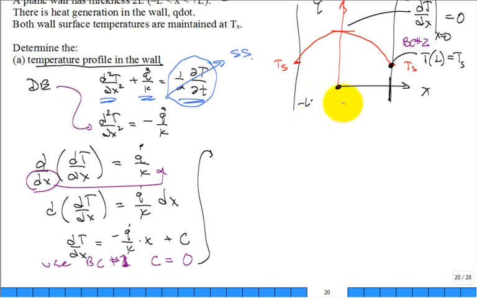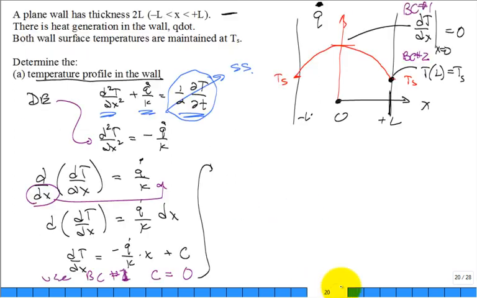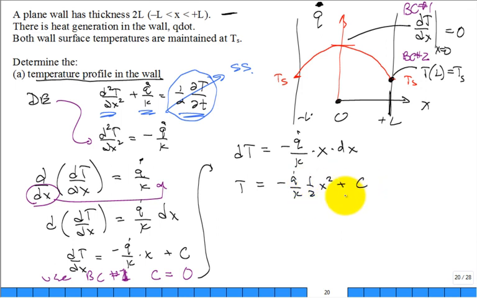Minus L, 0, and plus L. Okay, now I have a little extra room. All right, so we do the separation again. So it's basically dT is equal to minus q dot over k times x times dx. I separate it, I integrate. I get T is equal to minus q dot over k times 1/2 x squared plus a different constant of integration.